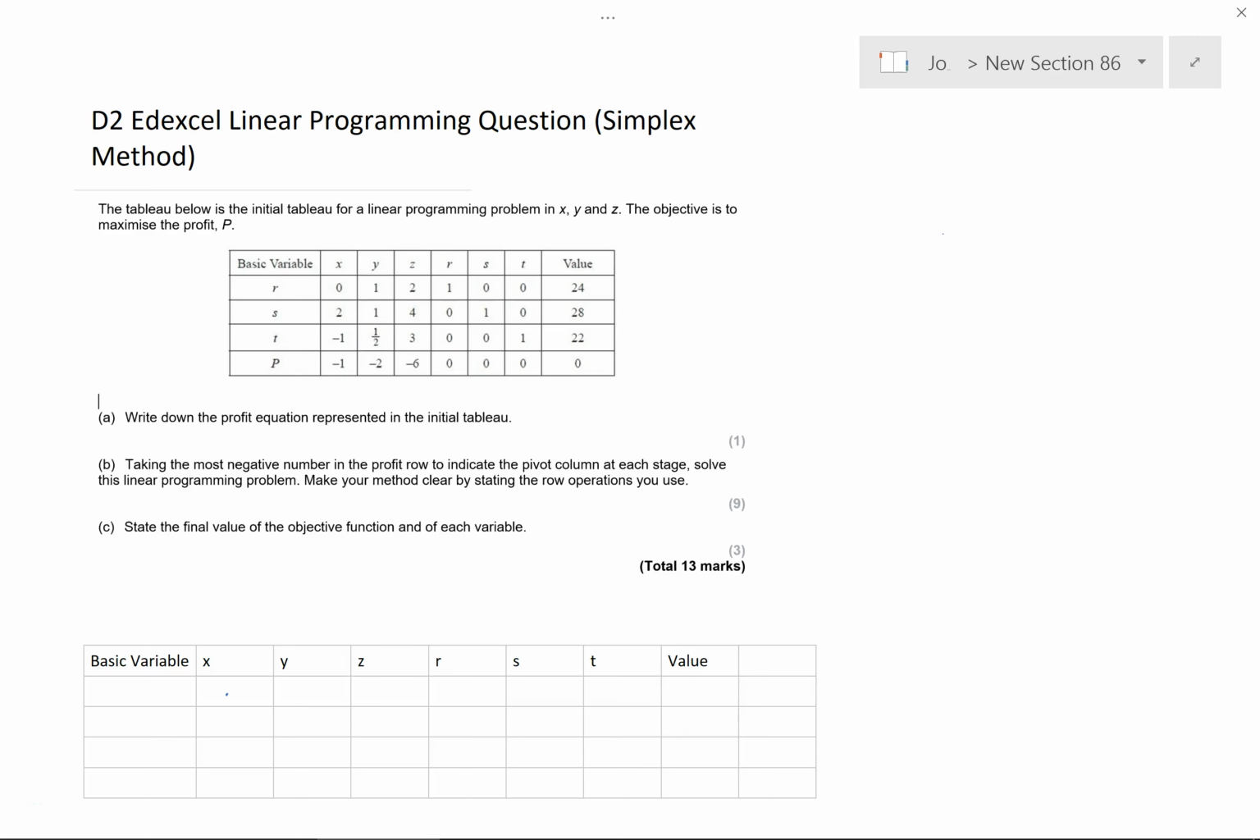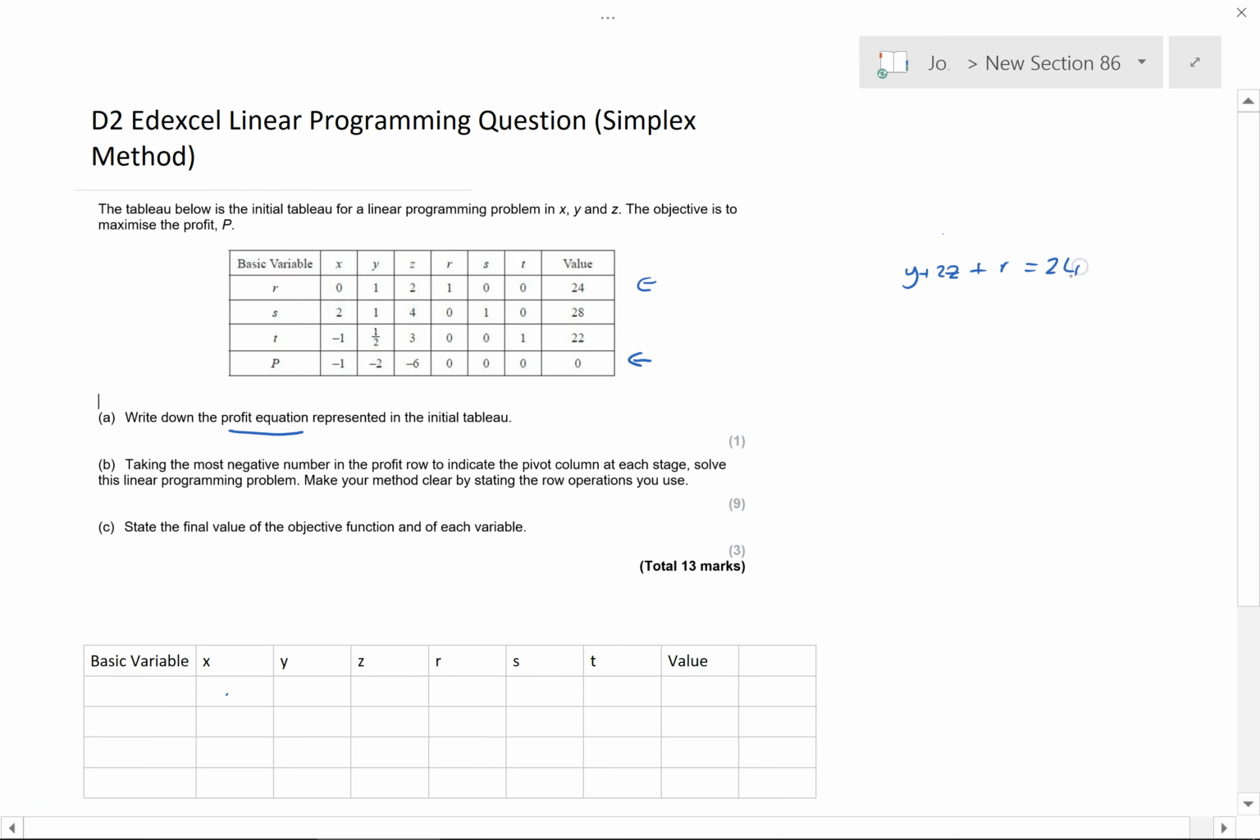So this is a Simplex method question from D2 Edexcel 2010. First question is to write down the profit equation. Each one of these is actually an equation. For example, this one is y plus 2z plus r equals 24.